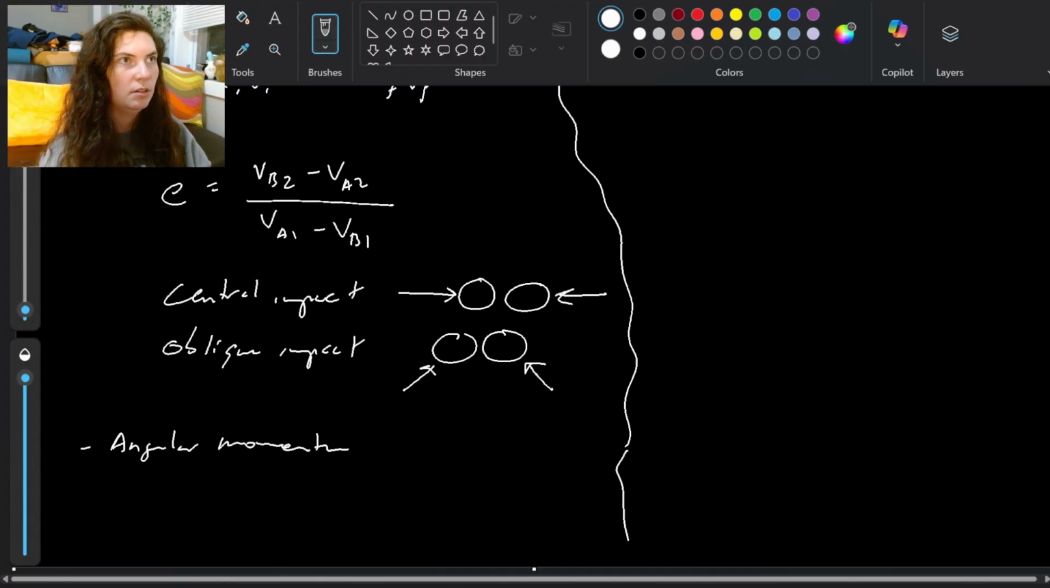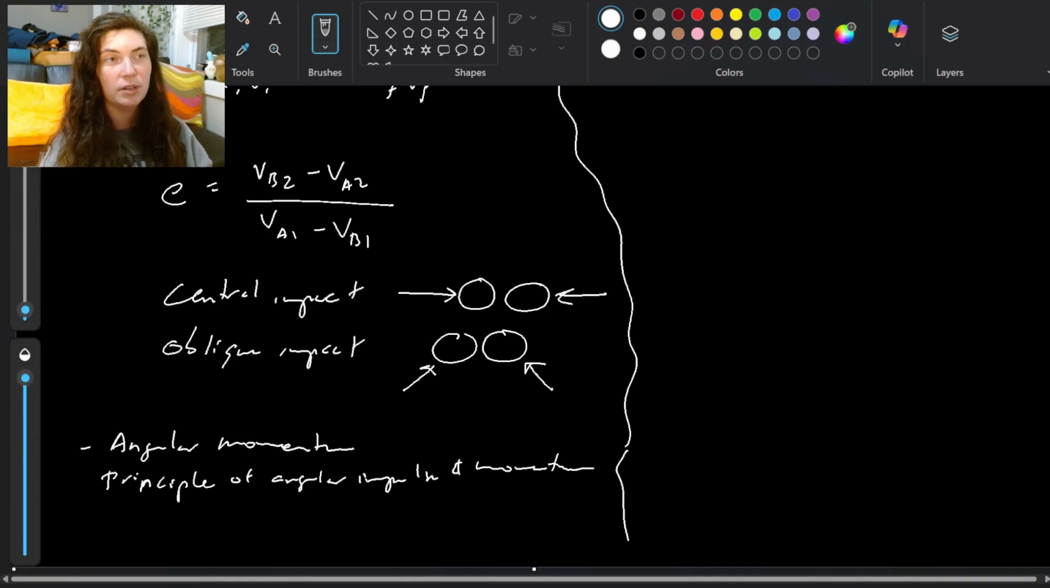Angular momentum. And with that angular momentum, our main topic was the principle of angular impulse and momentum. The big difference with that one is that we said this is going to look a lot like our principle of impulse and momentum. Our principle of angular impulse and momentum is essentially just multiplying everything by r, multiplying everything by a radius.